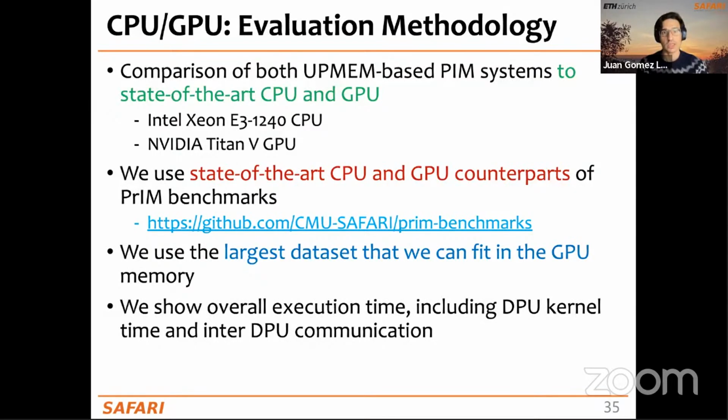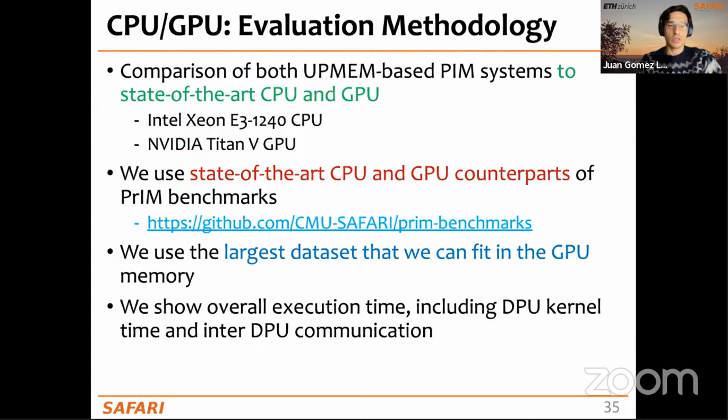And in this case, as I said, we are pretty fair with respect to the DPUs because we are using the largest data sets that we can fit in the GPU memory. If we needed to oversubscribe memory, the execution time results for the GPU would probably be worse. And in the experiment, also in the results that you are going to see as well, we are not including transfer times.